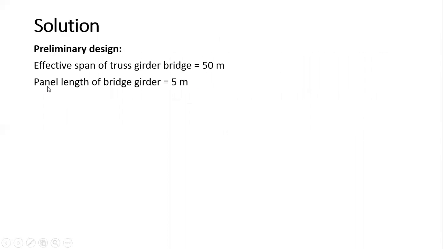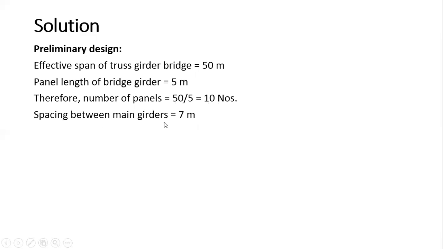Now come to the preliminary design. So what is given here? Effective span is given as 50 meters. So you have to calculate the panel length of the bridge girder. Panel length means the distance between the main beams, that is your 5 meters. It is given. Therefore, number of panels is how much? Total span is 50 meters and spacing between main beams is 5 meters. So if you divide 50 by 5, we have 10 panels in the bridge. Now spacing between the main girders is also given in the problem as 7 meters.